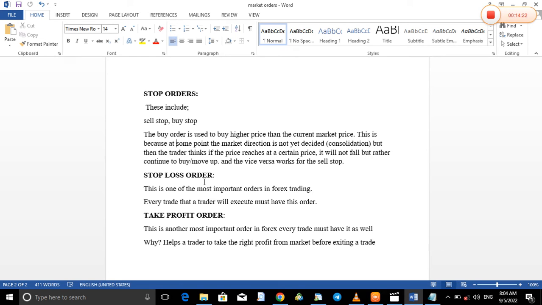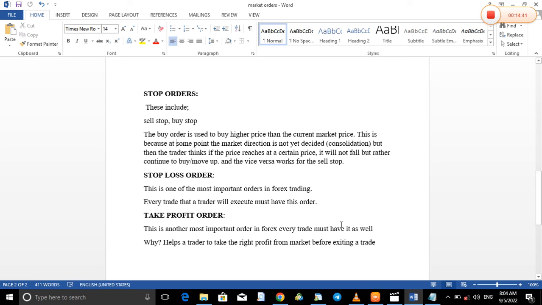Now the stop loss order is a type of order whereby it involves a lot of what we call risk management. Risk management comes along with a risk to reward, or which amount of money are you willing to lose for you to make the amount of money you want to make.